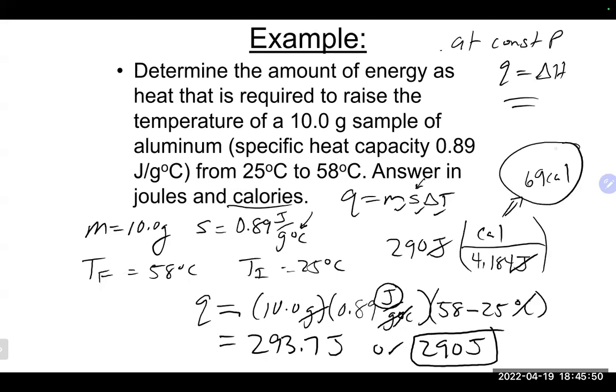Any questions on that calculation there? Why did I round to 290? Just math-wise, significant figures, this has 3 sig figs, right? This guy has 2. When we subtract here, whatever we get there, 33 has 2 sig figs. So we're multiplying everything, right? So the lowest number would be 2. In that case, yeah. Other questions?